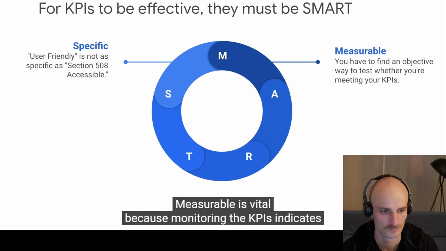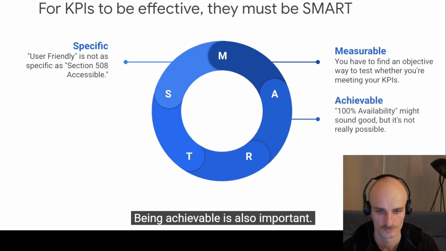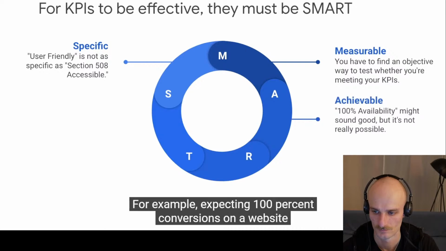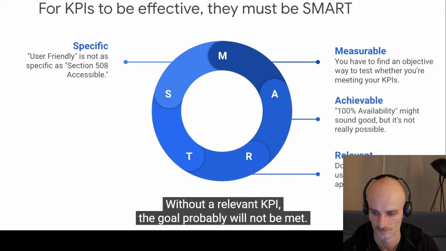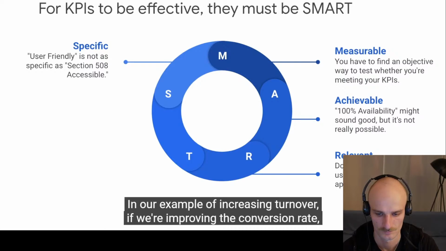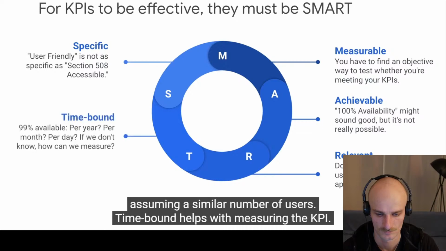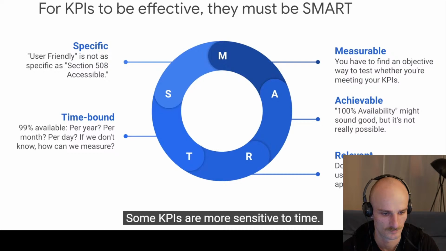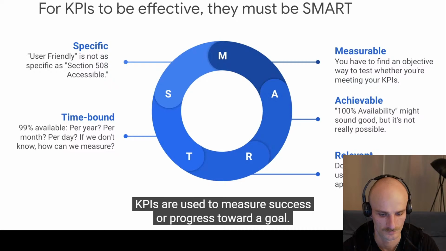Measurable is vital because monitoring the KPIs indicates whether you're moving toward or away from your goal. Being achievable is also important. For example, expecting 100% conversions on a website is not achievable. Relevant is absolutely vital. Without a relevant KPI, the goal probably will not be met. In our example of increasing turnover, if we're improving the conversion rate, a subsequent increase in turnover should be achievable, assuming a similar number of users. Time-bound helps with measuring the KPI. Some KPIs are more sensitive to time. For example, is availability per day, per month, or per year? So to summarize, KPIs are used to measure success or progress toward a goal.